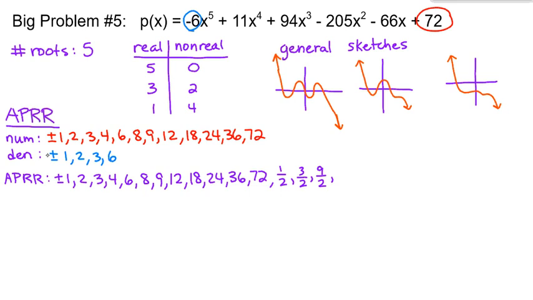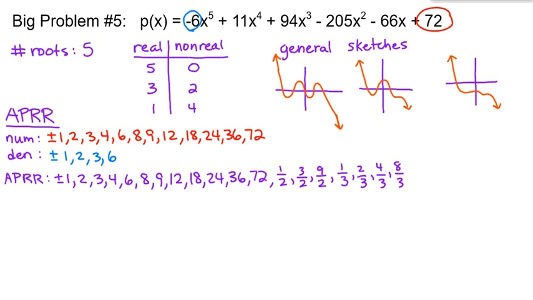Now we put all of the numerators over 3. So we have 1 over 3, 2 over 3, 3 over 3, we have 4 over 3 is new. 6 over 3 we have, 8 over 3 is new. 9 over 3 we have, 12 over 3, 18 over 3, all the rest of them we have.